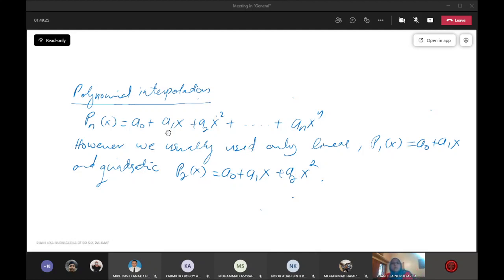All right, so now our task is to determine a naught, a1, a2, and an. That is what we need to find. Okay, salin dulu. Salin ya. Salin cakap.